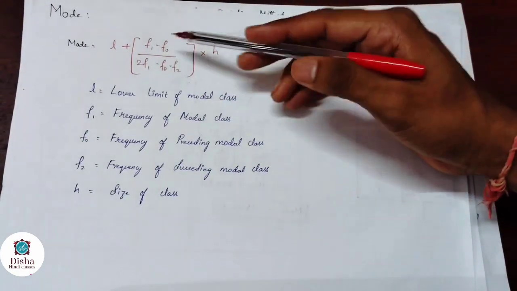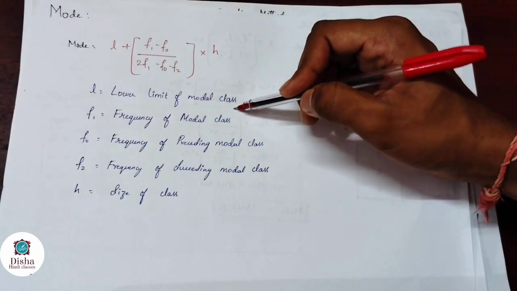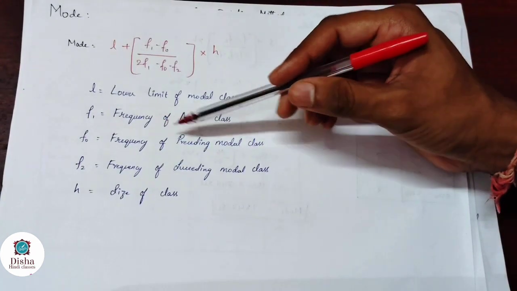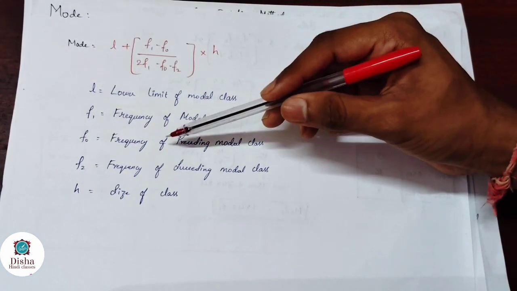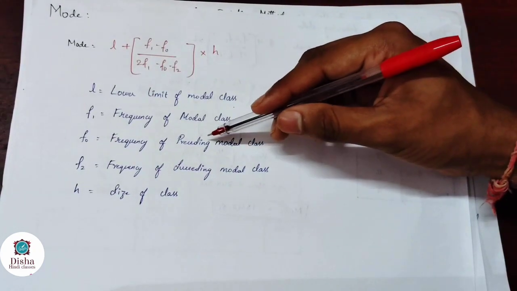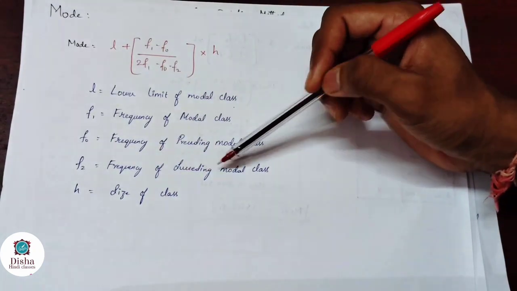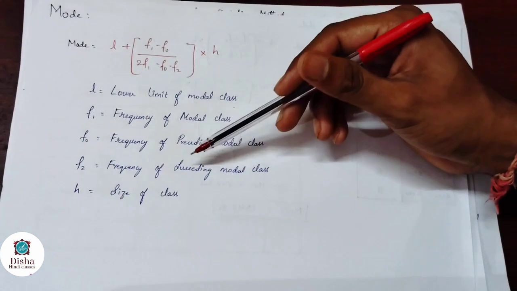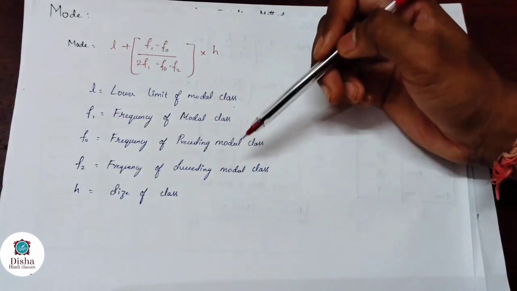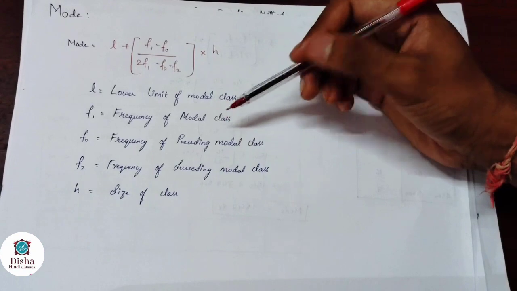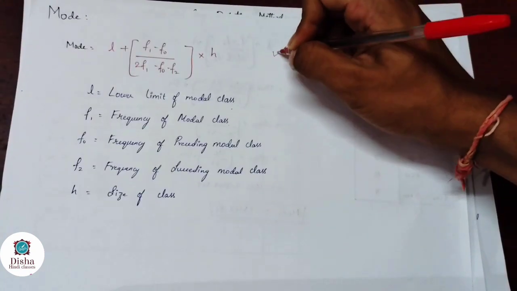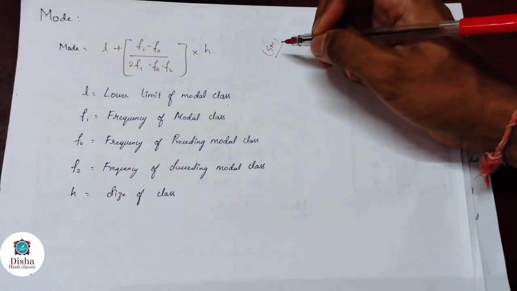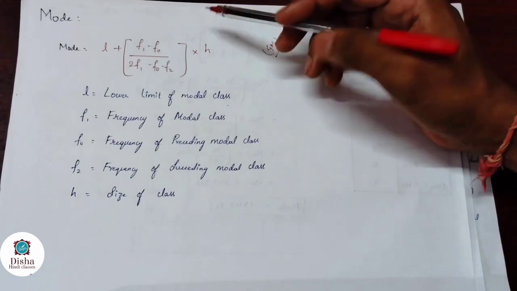Now we have to define the terms of the formula. L is the lower limit of the modal class. f1 is the frequency of the modal class. f0 is the frequency of the preceding modal class, preceding meaning previous. f2 is the frequency of the succeeding modal class, meaning the frequency next to the modal class. h is the size or height of the class. This formula is very important. It would come for 4 marks in the examination. It has been given previously and is always expected.